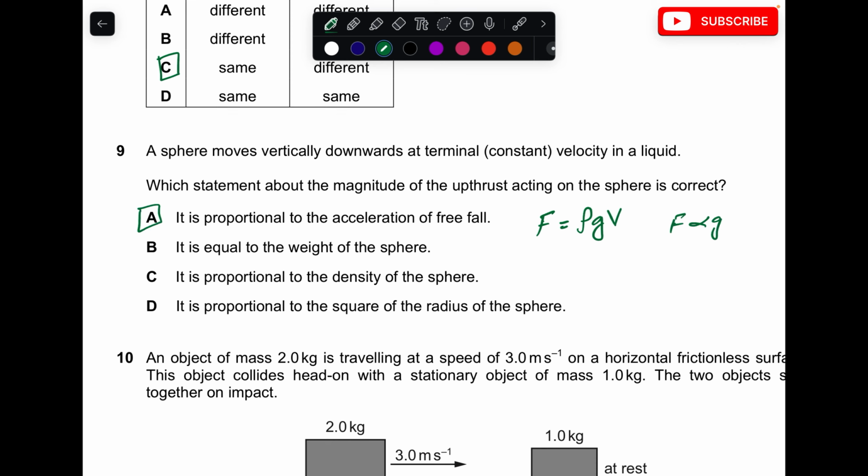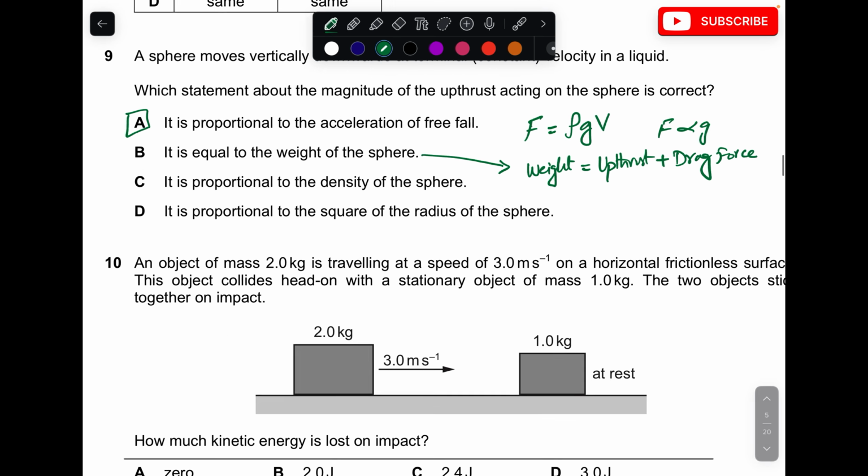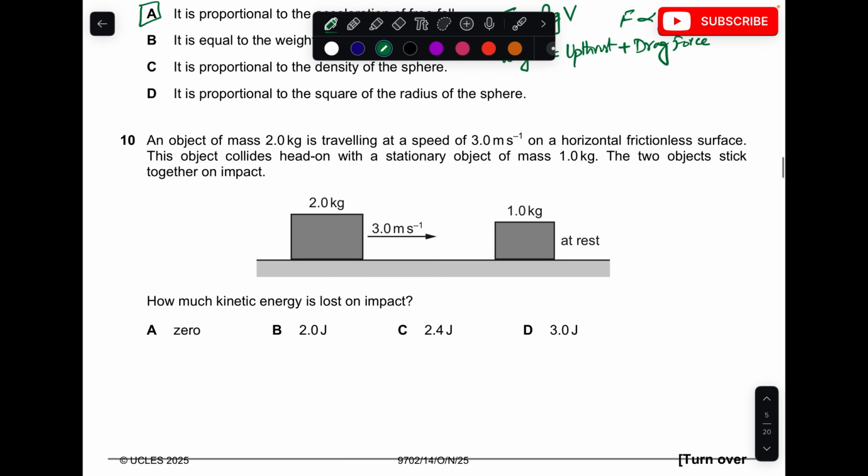Okay, B is not correct. It says it is equal to the weight of the sphere. No, it is not equal to the weight of the sphere because the forces are balanced, but we know the downward force will be the weight, and upward there will be two forces. One force is the upthrust acting on it, plus there will be a drag force as well acting on it. Okay, so B is not the right option. A is the option.